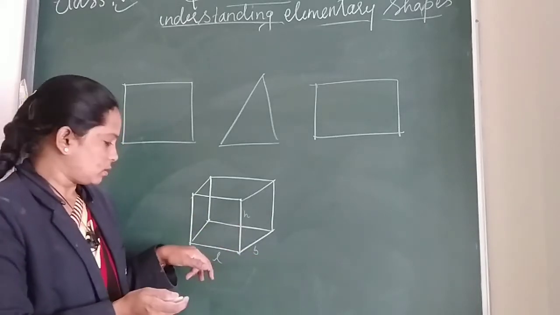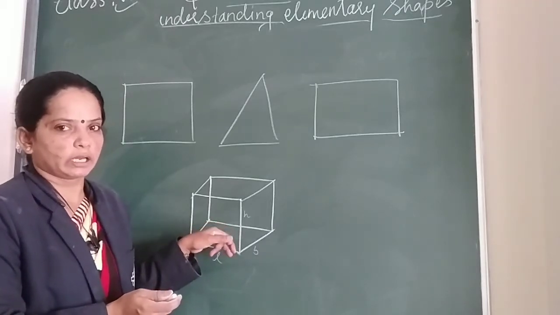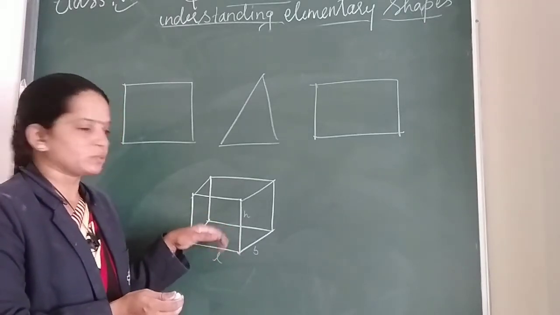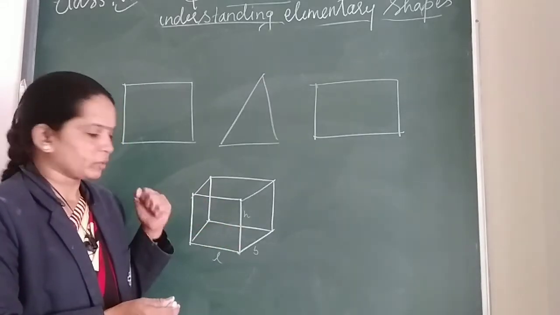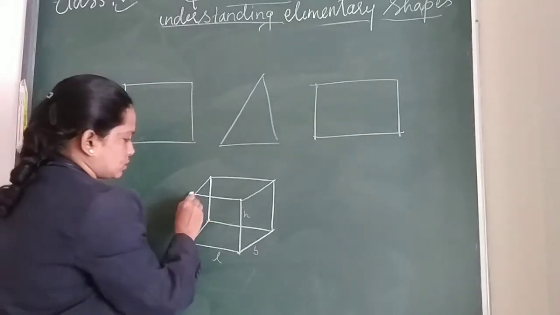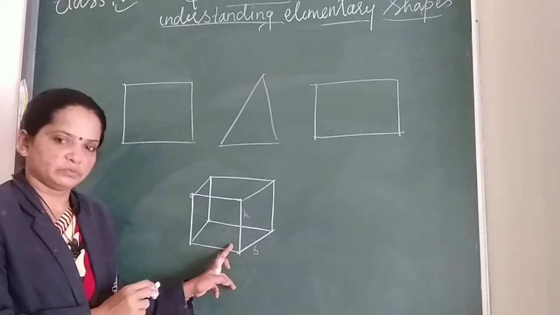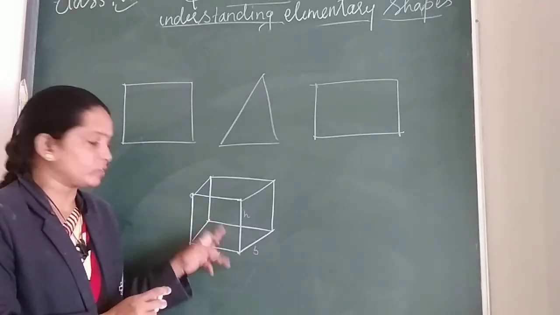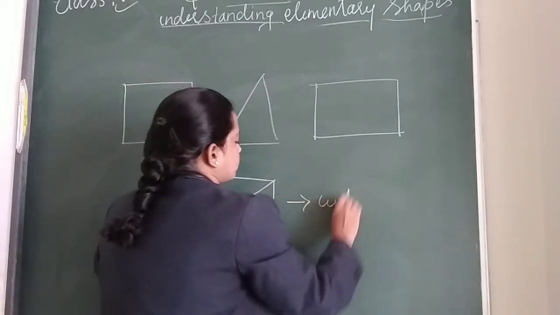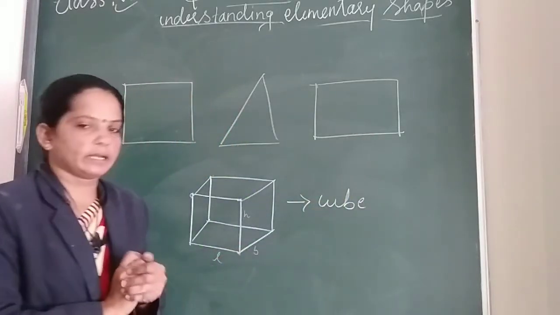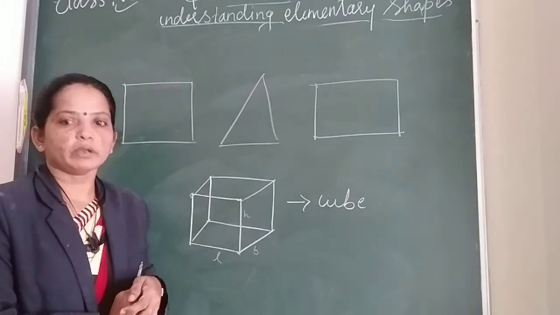So it has a volume. Other than the perimeter and area, these three-dimensional shapes have the volume. Volume means the space occupied by an object. This shape is called a three-dimensional shape or solid figure. If it is a square shape, it is called a cube. We have seen the cube. Dice, you play the game with dice, which are in the form of a cube.